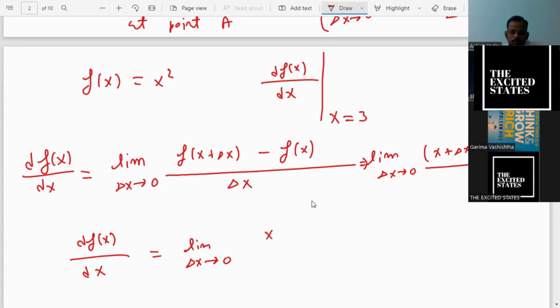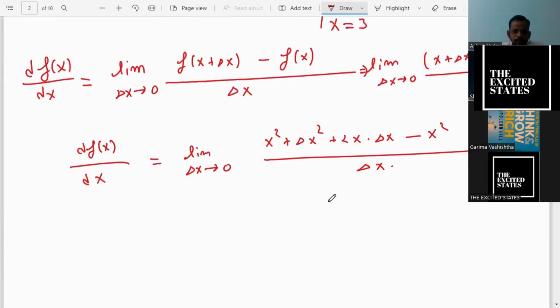It will be x square plus delta x square plus 2x times delta x minus x square, over delta x. I have just expanded this (x plus delta x) whole square. That means (a plus b) square is a square plus b square plus 2ab.